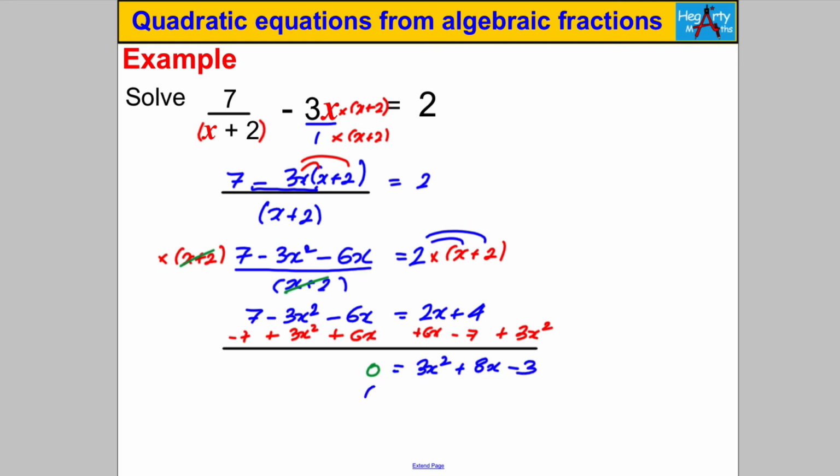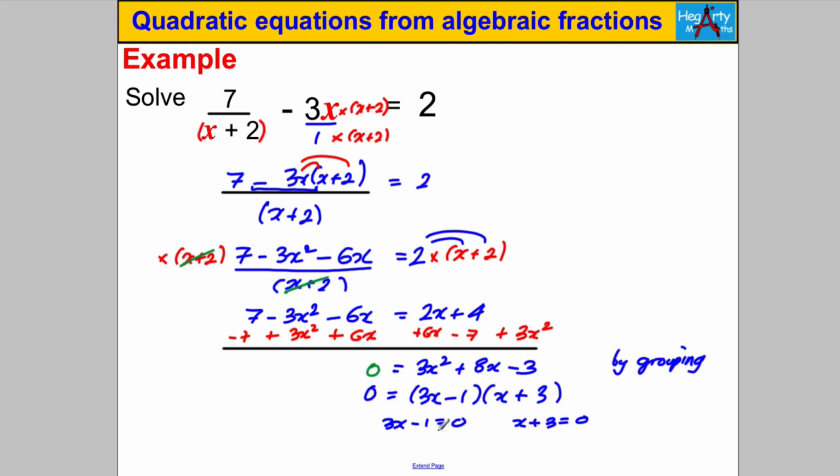Now at this stage you've got to be able to factorize these by grouping. Now I'm not going to go through the factorization of this here. You need to have practiced these loads, but I'm just going to tell you what this factorizes to. So go back to grouping if you don't understand how this works. It would factorize as follows, and therefore either 3x subtract 1 is 0 or x add 3 is 0.